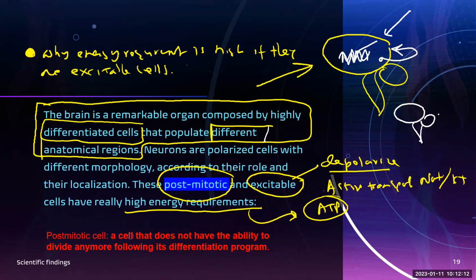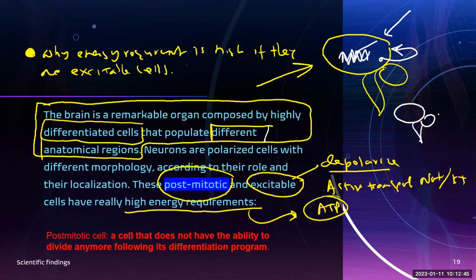According to their role and their localization, these are postmitotic and excitable cells. Excitable means they can change from the resting membrane potential to the depolarization stage, and then repolarization. They do these kinds of changes with really high energy requirements. Now, why do they need a high energy requirement?